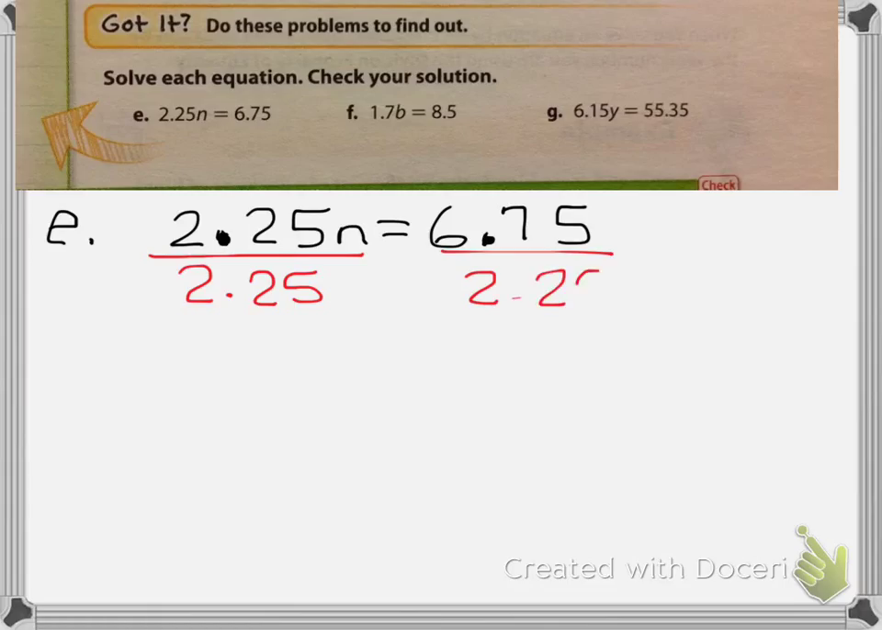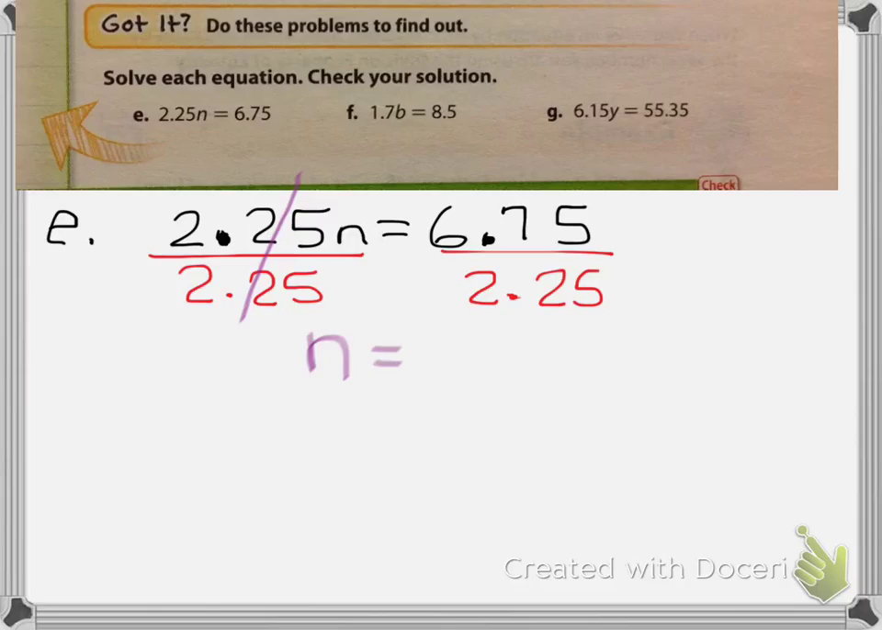Now sometimes people make a mistake and they write 2.25n that you're dividing by. You can't do that because then you've just moved your variable to the other side, because then you would cross simplify out the n here too. So we don't want to do that. So actually let me do that in a different color. So now that gives us 1, because 2.25 divided by 2.25 is just 1.